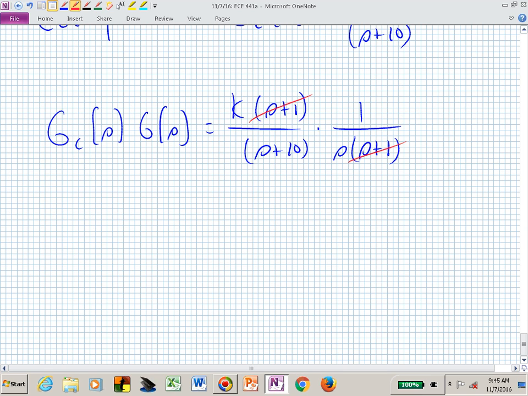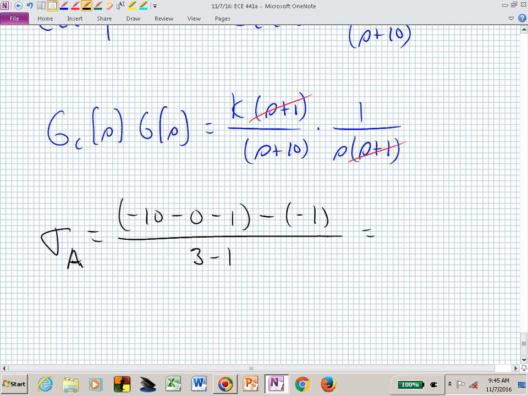And I think you can see that the breakaway point, or the centroid of our asymptotes, is now minus 10, minus 0, minus 1, minus a minus 1. The minus 1s have canceled. We really didn't have to keep track of those, but I'm being very explicit. We have now 3 poles and 1 zero. This is now minus 10 over 2, or the minus 5 that we already found.